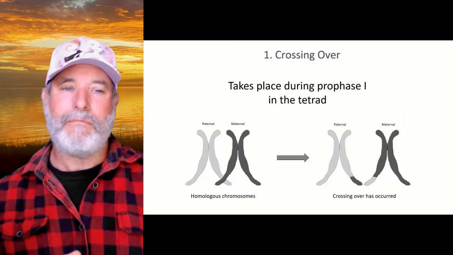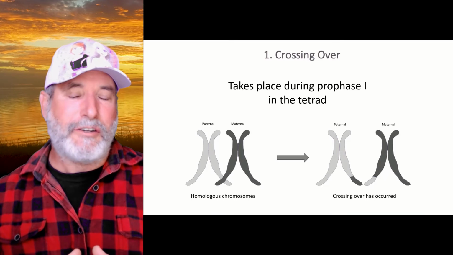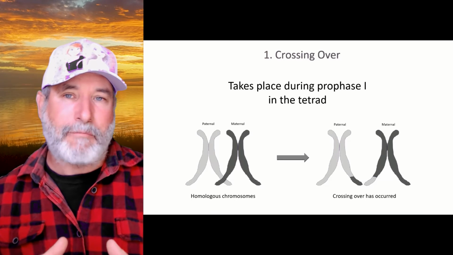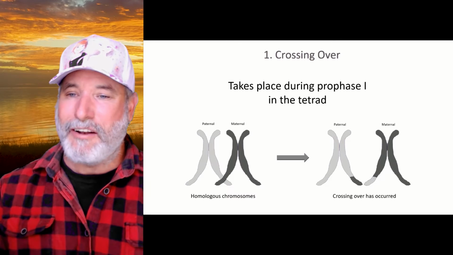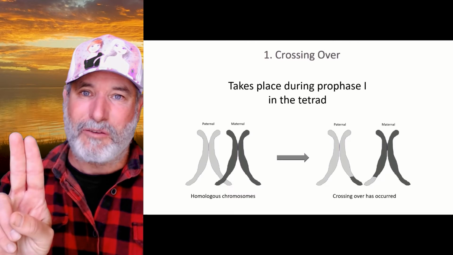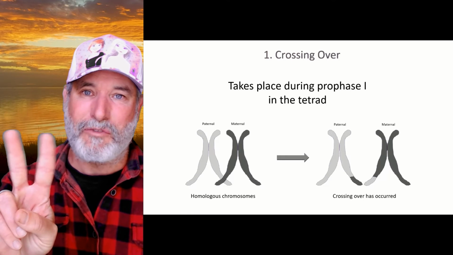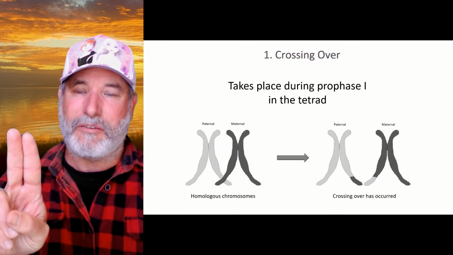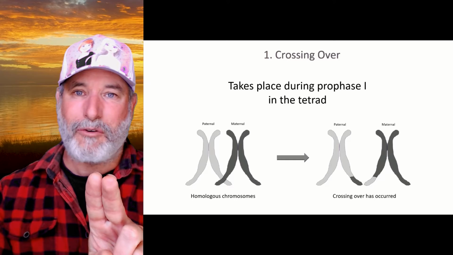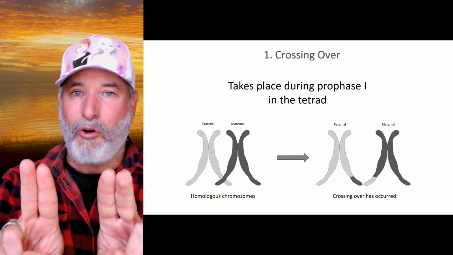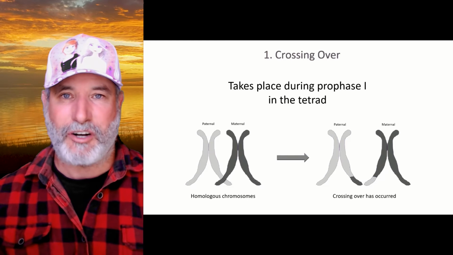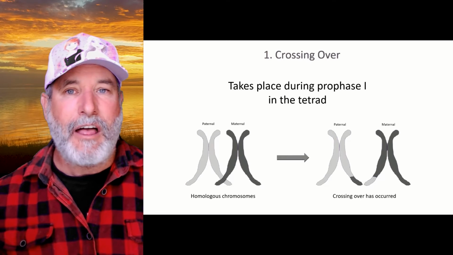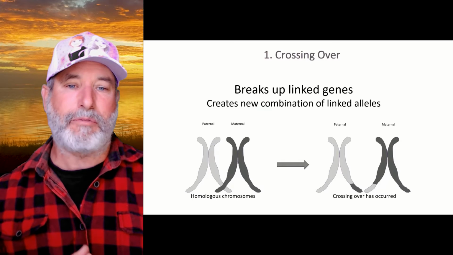Now, why is that? Well, first of all, you need to know that crossing over takes place in prophase 1. Now remember, what we've done is we've replicated chromosome number 1. So we've got our chromosome with our sister chromatids. That's from dad. Chromosome 1 from mom, sister chromatids. And in prophase 1 of meiosis, they come together to form the tetrad. And it's in the tetrad that crossing over takes place.